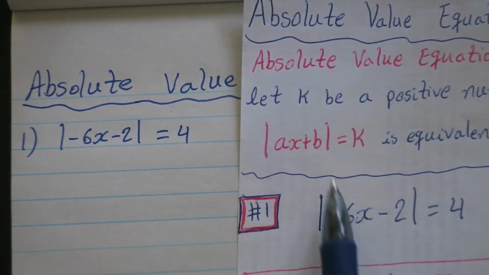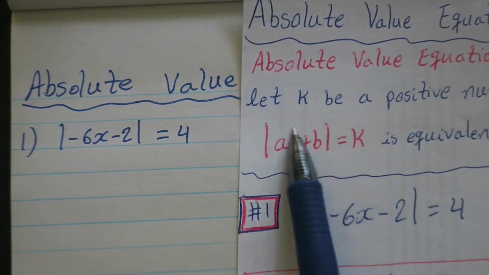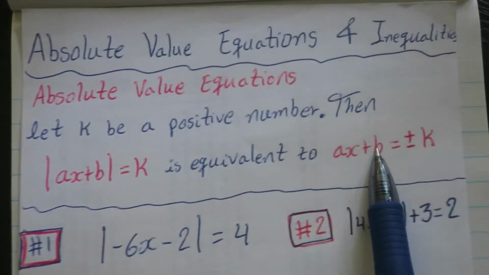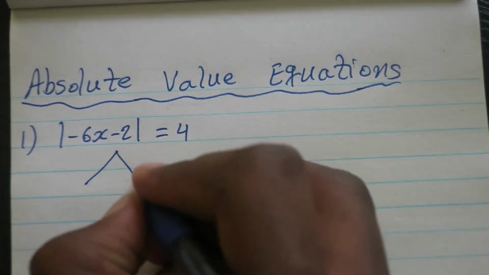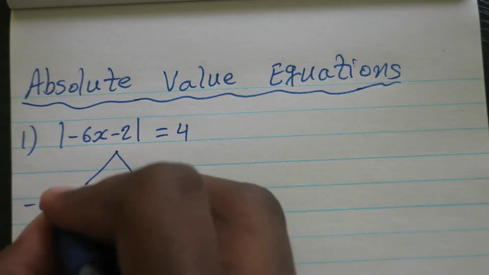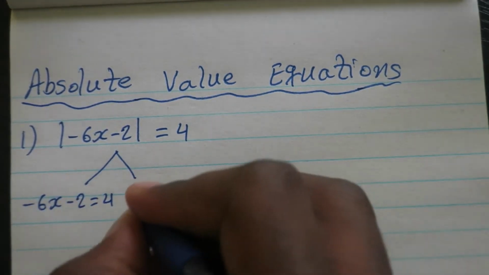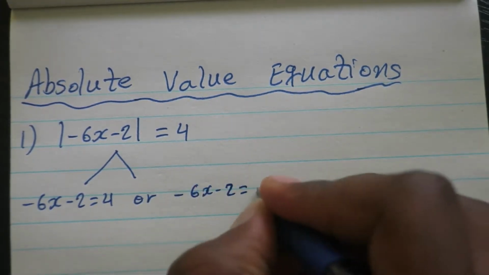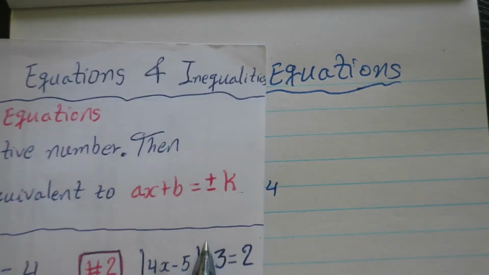So I have a very similar problem to this right here. If you have something like this, this can be written as two equations in this form right here. So that means this can be equal to negative 6x minus 2 equals the positive 4, or negative 6x minus 2 equal to the negative 4. That's what it means by plus or minus k.